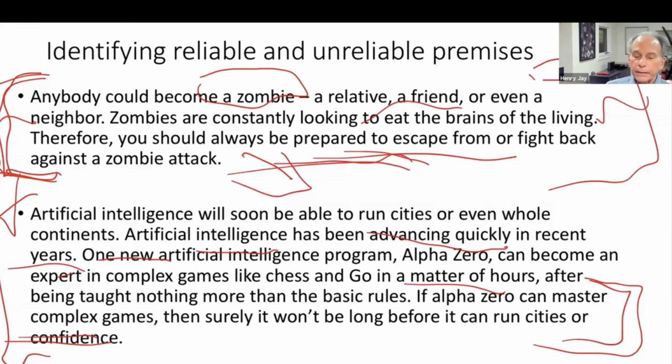It's telling you to make a leap of faith that, well, if AlphaZero can master complex games, then surely it could run cities or continents. Well, that's a leap of faith. I don't know about the reliability here. Well, this is common sense. You're using your common sense. Complex games is one thing. Running cities and continents, that's a whole different ballgame.